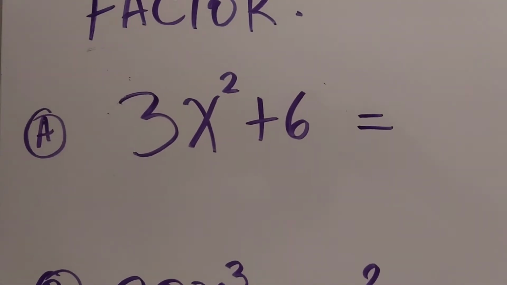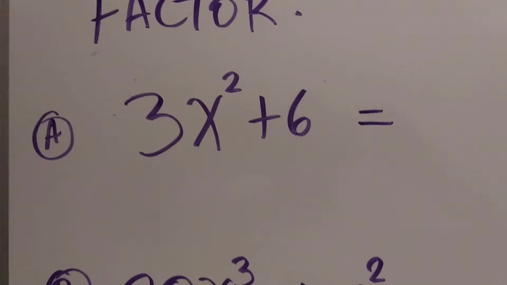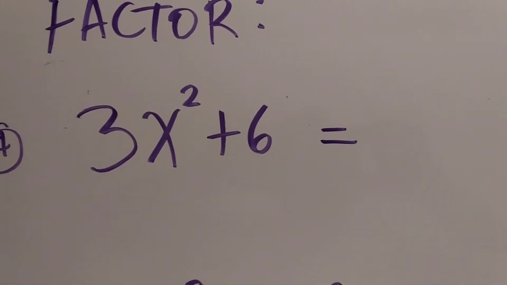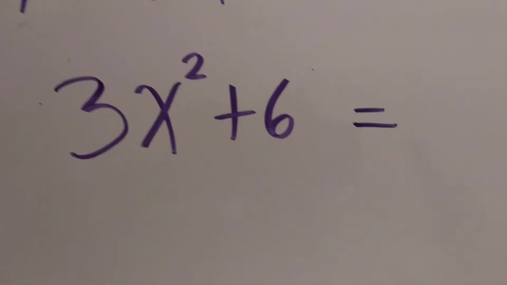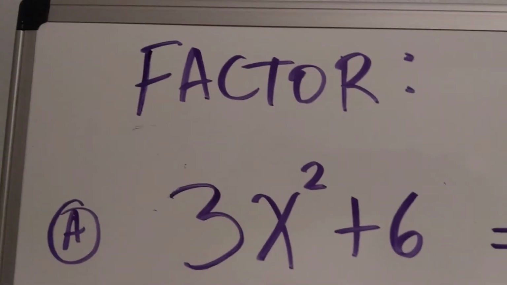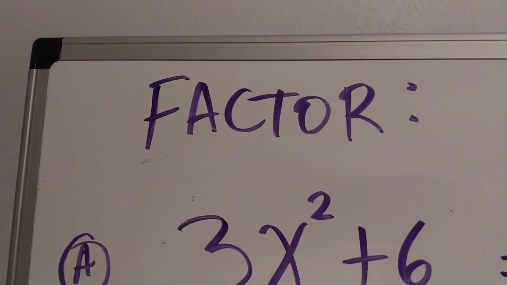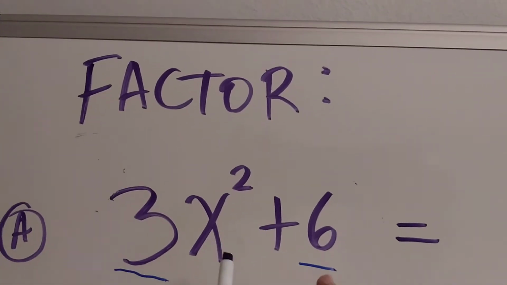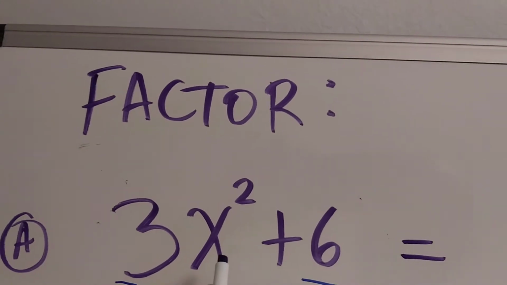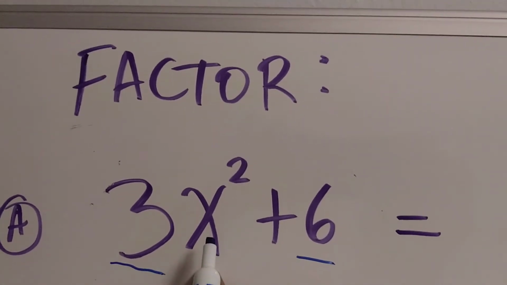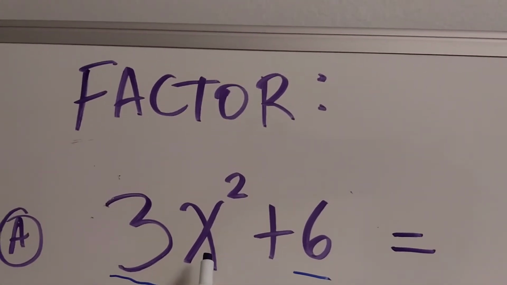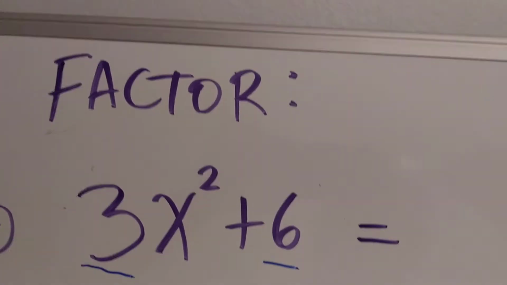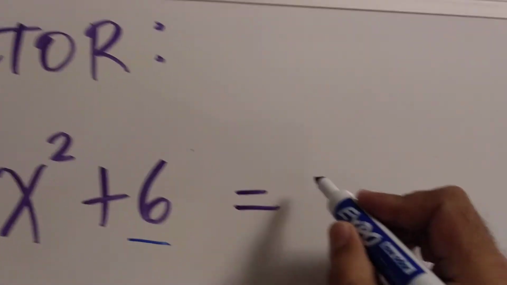So the first example, example A, we have 3x squared plus 6. Here, we're trying to find the greatest common factor between the 3 and the 6, because there isn't a variable on the 6, right? The variable only exists in the first term of this binomial here. So the greatest common factor between the 3 and the 6 would be a 3.